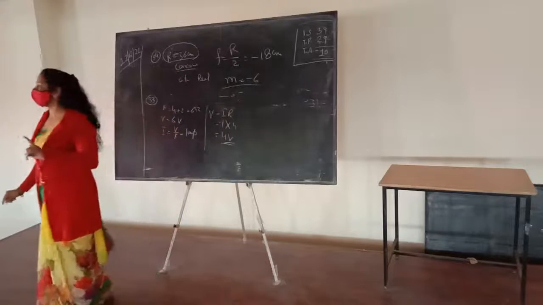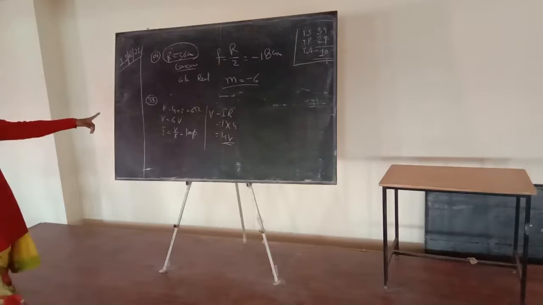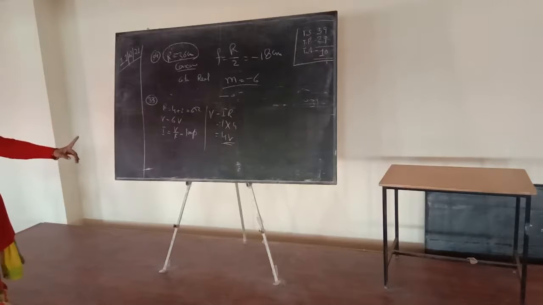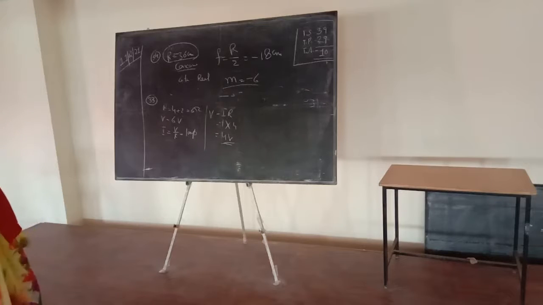Again, it should be clear, if the image is real, it means it is inverted, and inverted image means h2 will be negative, so the magnification will also be negative. So the value of magnification is -6. Okay, again, Jessica, can you explain how can you find the value of u and v?